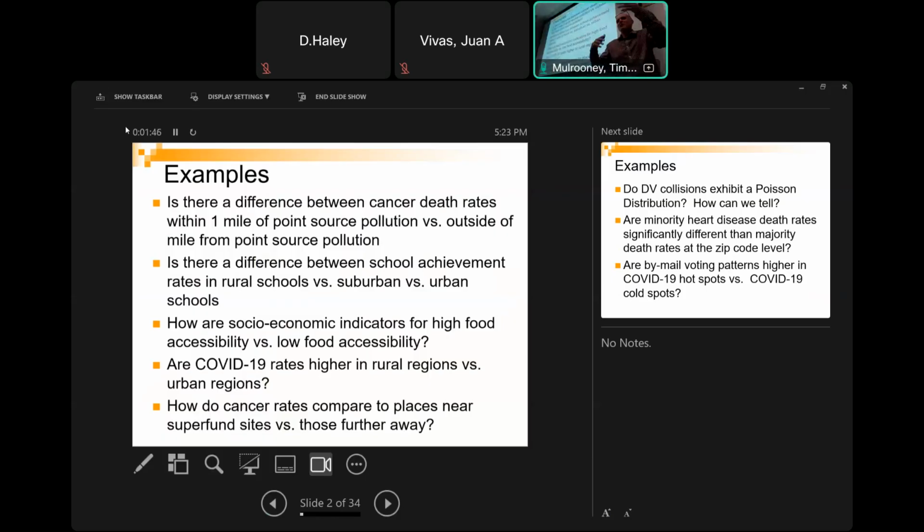And so that's how we can create some normalization if we're not going to run these more robust ANOVAs or t-tests. So is there a difference between school achievement in rural schools versus suburban versus urban schools? Okay, we can check on those. How are socioeconomic indicators for high food accessibility versus low food accessibility? Are COVID rates higher in rural regions versus urban regions? How do cancer rates compare in places near Superfund sites versus places further away? What's a Superfund site?